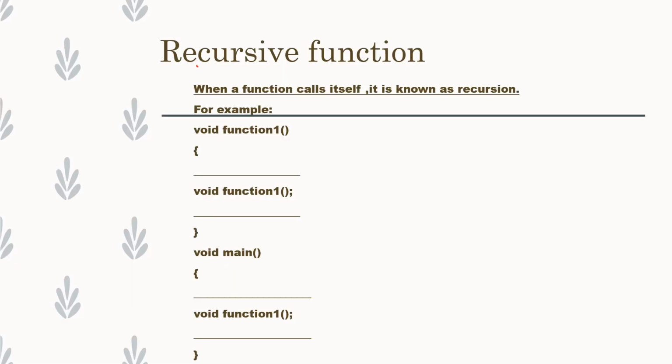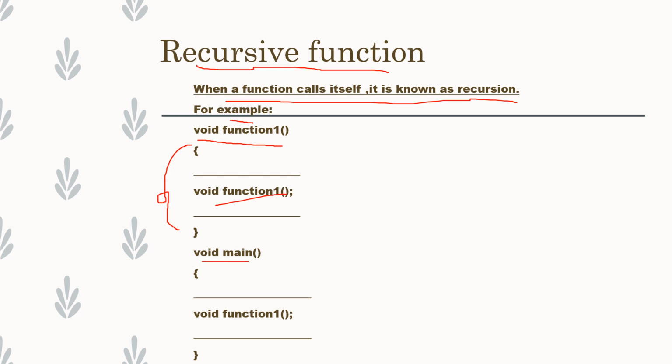So here it's a concept about recursive function. Recursive function means when a function calls itself, it is known as recursion. Suppose I'm having one function like void function 1. In the function block itself, it's calling its own. So when I'm calling void main and it's calling void function 1, this function will also call itself again. So that is the recursion. Repeatedly calling itself is recursion. We will see this concept with an example.